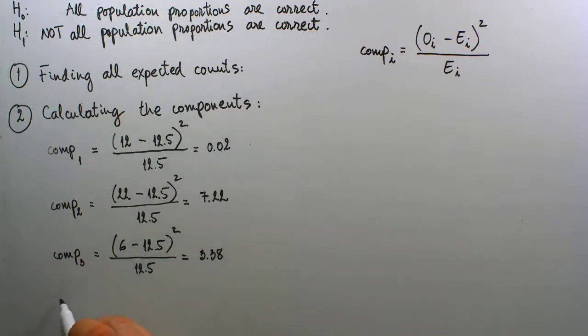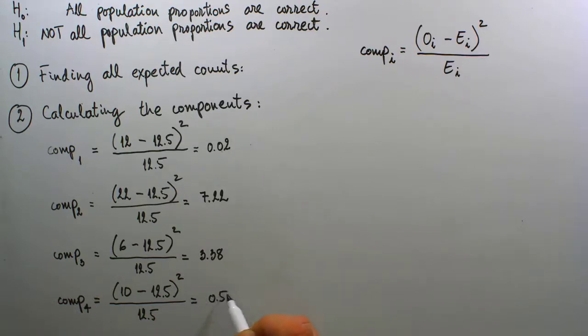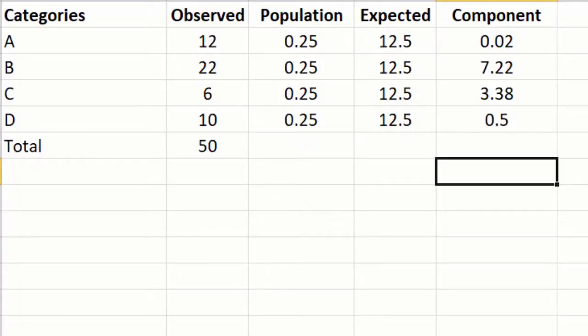Now for our last component, the table of mine showed 10 for the observed count. From there I'm going to subtract 12.5 as the expected count in the same category. And I'm going to square that and divide it by 12.5. Calculation of mine showed 0.5 as the component for this. And now I recorded all of my component values in the fourth column here of our current table.